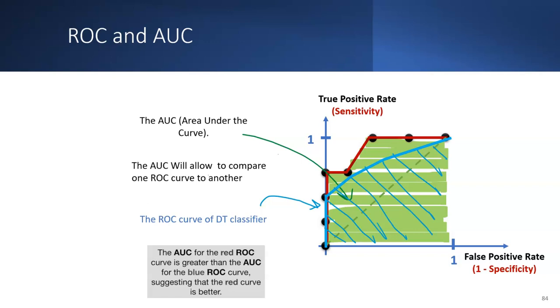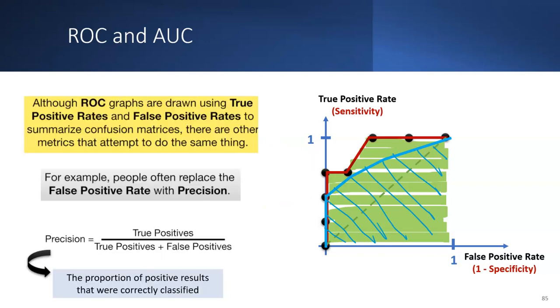The red one is covering the blue one, which suggests that the red curve is better, more comprehensive. Although ROC graphs are drawn using the true positive rate and false positive rate, as we already know, sensitivity and 1 minus specificity, to summarize the confusion matrix, there are other metrics that attempt to do the same thing. For example, people often replace the false positive rate with precision. Precision is equal to true positive divided by true positive plus false positive, the proportion of positive results that were correctly classified.